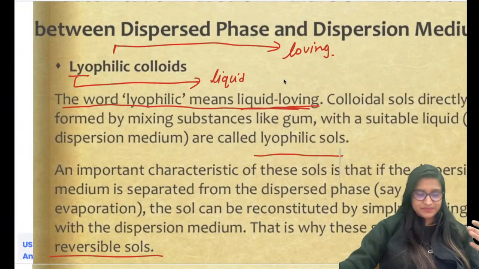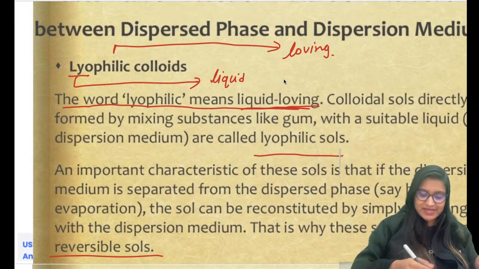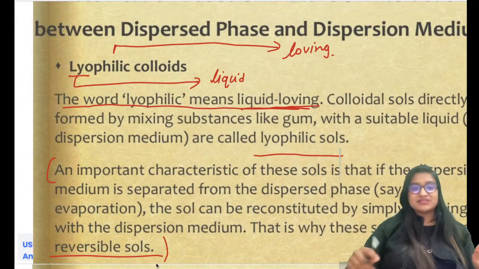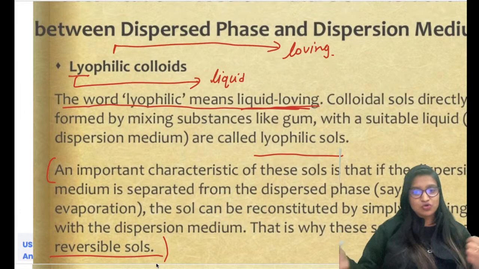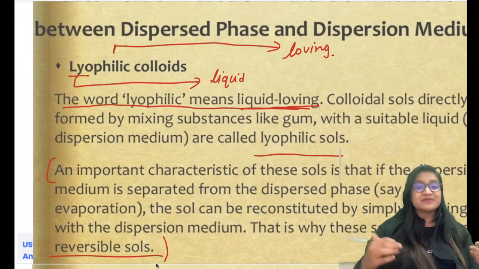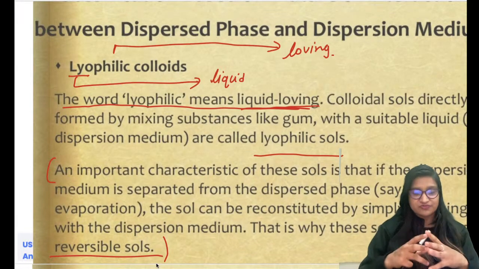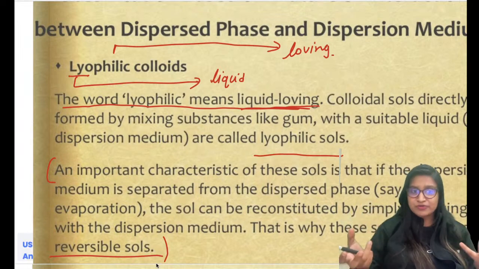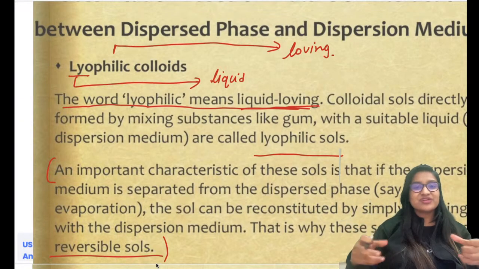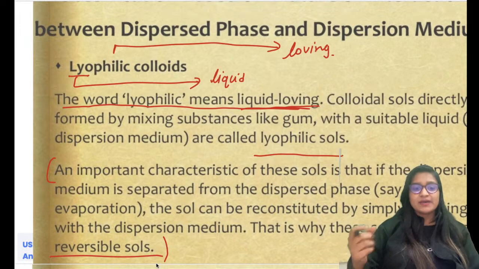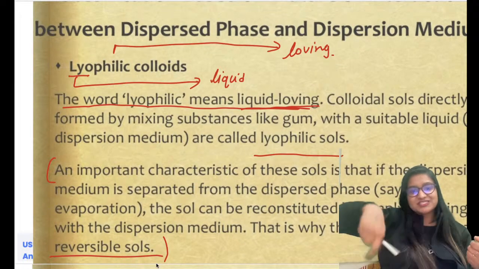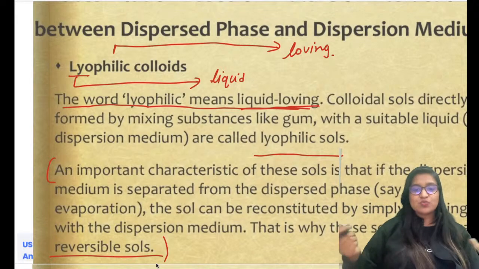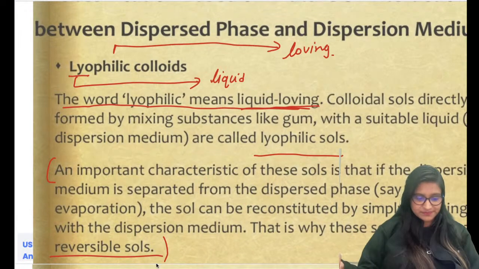All right. So this is what is meant by the second point, which says an important characteristic of these sols is that if the dispersion medium is separated from the dispersed phase, say by evaporation, the sol can be reconstituted. It can be made again. How? Simply by remixing the dispersion medium. That is why these sols are also called reversible sols.